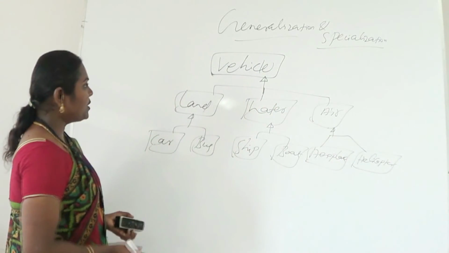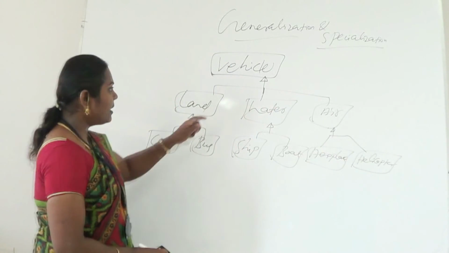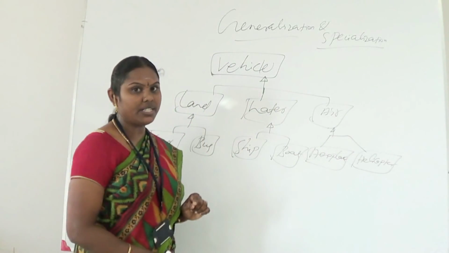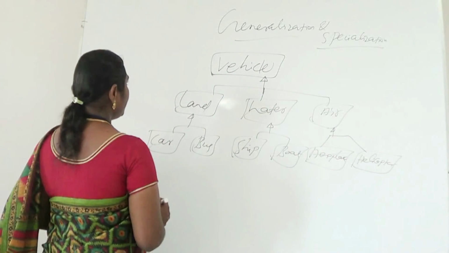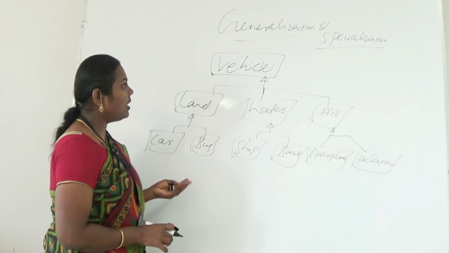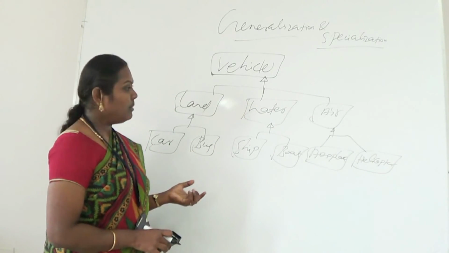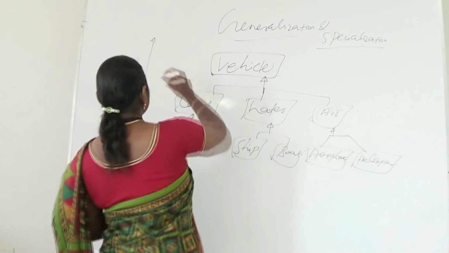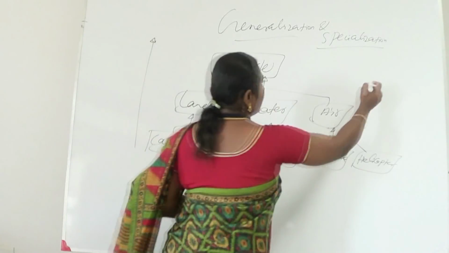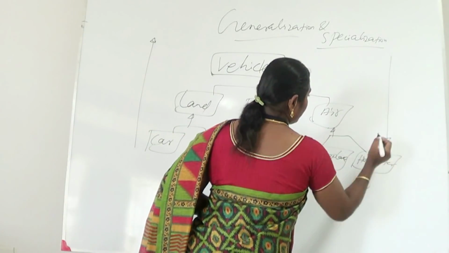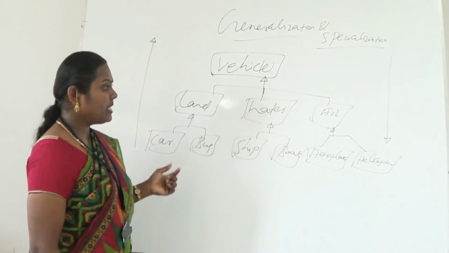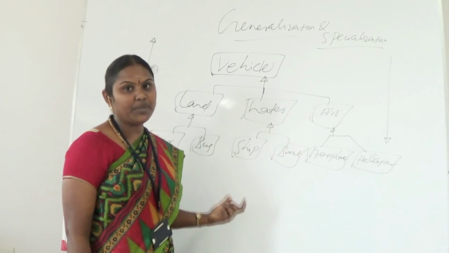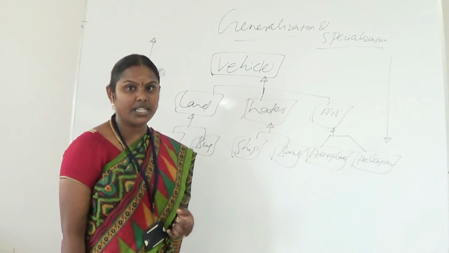So likewise, we are going to specify the generalization. This is the triangle notation which is used to specify the generalization. Generally, generalization is a bottom-up approach representation. Specialization is a top-down approach. From the one base class, we are going to specify the different specialized classes. That's the concept of specialization.